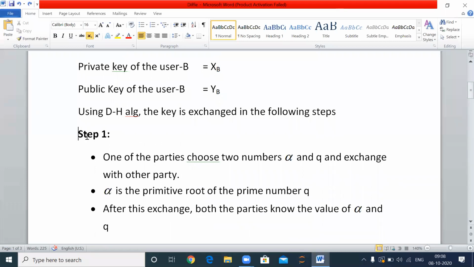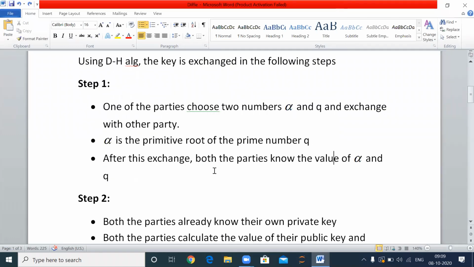In the first step, one of the participants chooses two numbers, alpha and q. Here alpha is nothing but the primitive root of the prime number q. After this, one party has to send the two numbers alpha and q to the other party, which means both parties have to know the values of alpha and q. One of the parties chooses the two numbers alpha and q, and those two numbers are sent to the other party.